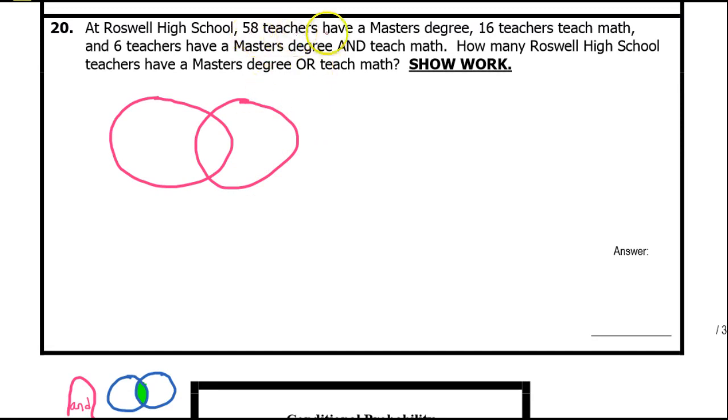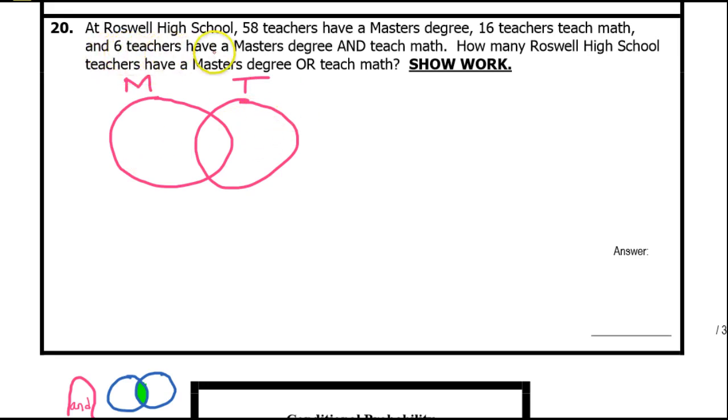58 teachers have a master's degree. So let's call this circle having a master's degree, and then teaching math will be this circle. 58 teachers have a master's degree, so I'm going to have 58 people in this circle. 16 teachers teach math, so I'm going to have 16 in this category. Notice I'm not writing those numbers down yet though, because of what comes next.